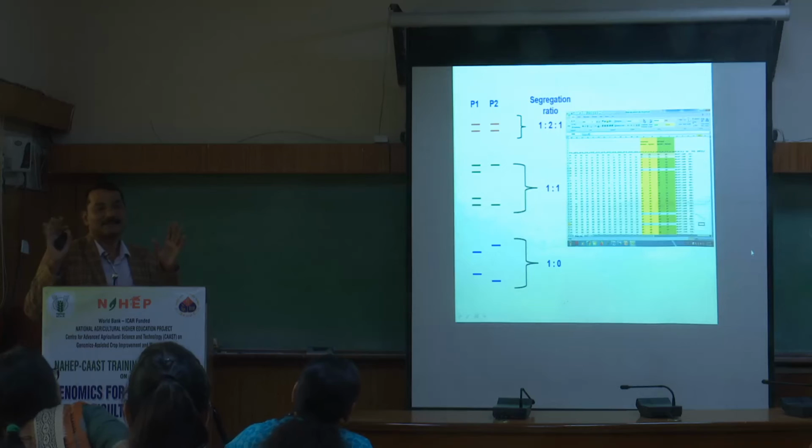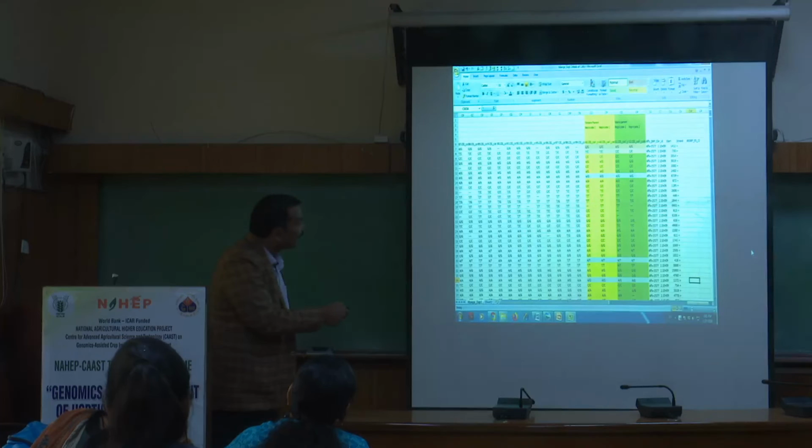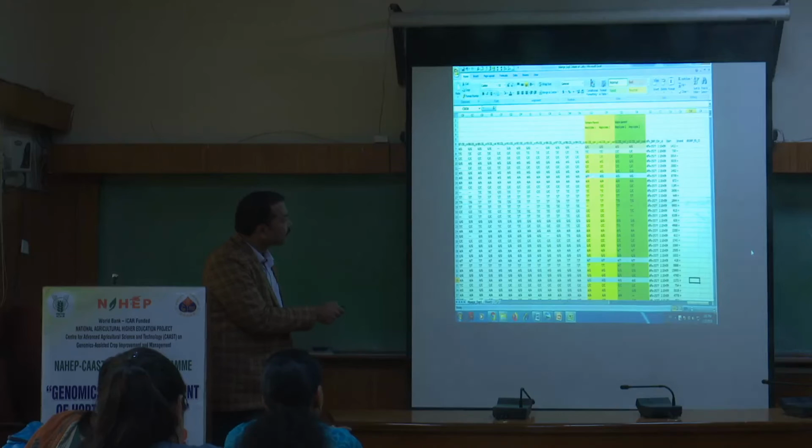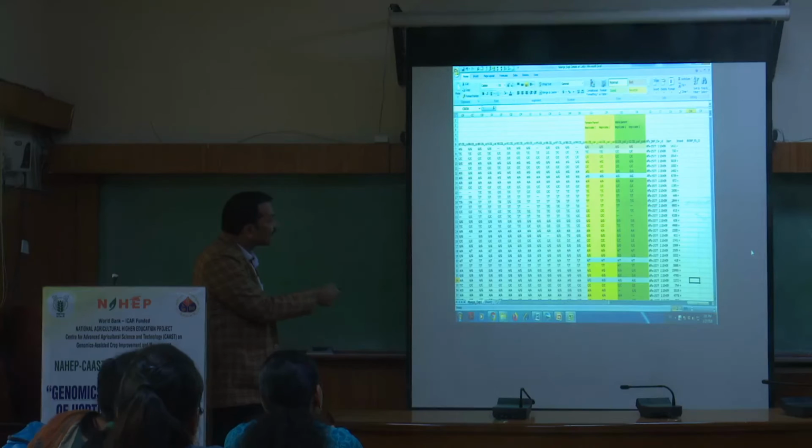Just see what I told, that all types of combinations are there. These are duplicates of one parent, duplicates of the second parent. So concentrate on this, it is AG and it is AZ, which means it is heterozygous in both of the parents. So we can expect that whatever progenies are there, they may segregate in a 1:2:1 ratio.